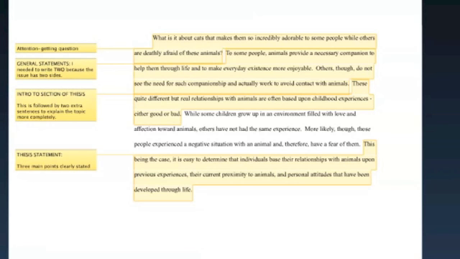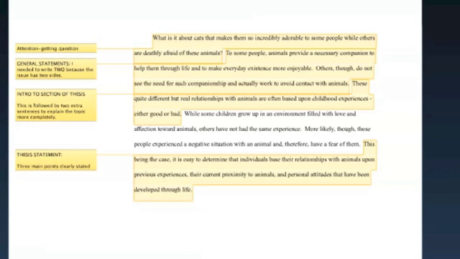However, it goes to the general statement next. And in this case, there were 2 sentences needed to be fit together to make more sense. To some people, animals provide a necessary companion, to help them through life and to make everyday existence more enjoyable. Others, though, do not see the need for such companionship and actually work to avoid contact with animals. Those two sentences need to be put together because there is a two-sided issue being discussed in the opening paragraph. So there was a need for some expansion there.